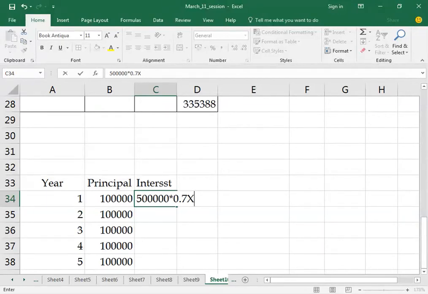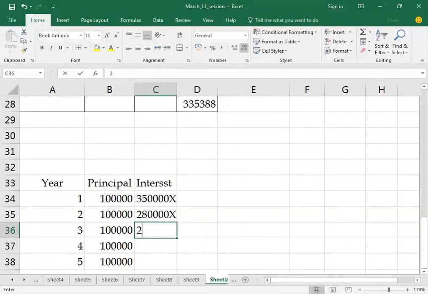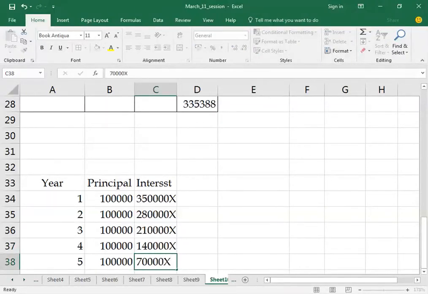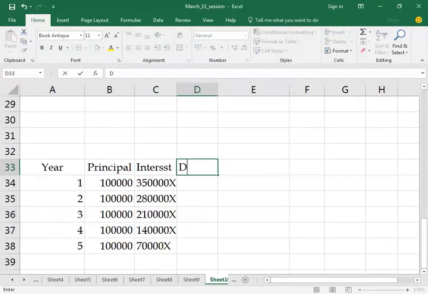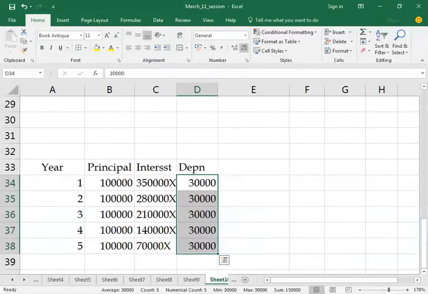So 5 lakhs is the principal and interest is 0.7x. So my interest is 3 lakh 50,000 X for the first year, where X is the interest rate. Second year 2 lakh 80,000 X. Third year 2 lakh 10,000 X. Then 1 lakh 40,000 X and 70,000 X. This principal is outflow, interest is outflow. Depreciation is a benefit. Tax benefit on depreciation is 30,000. How 30,000? 1 lakh into 30%.